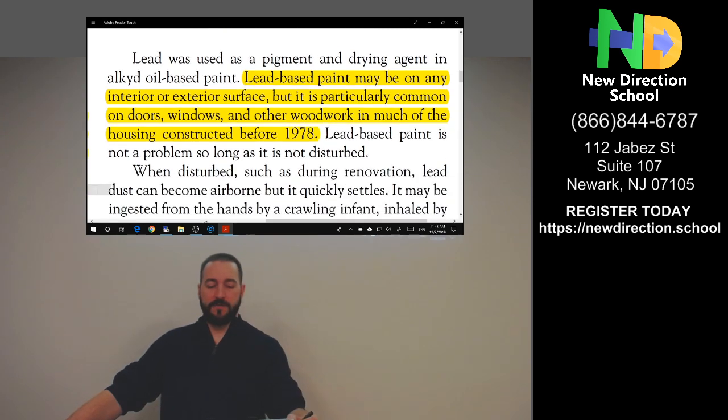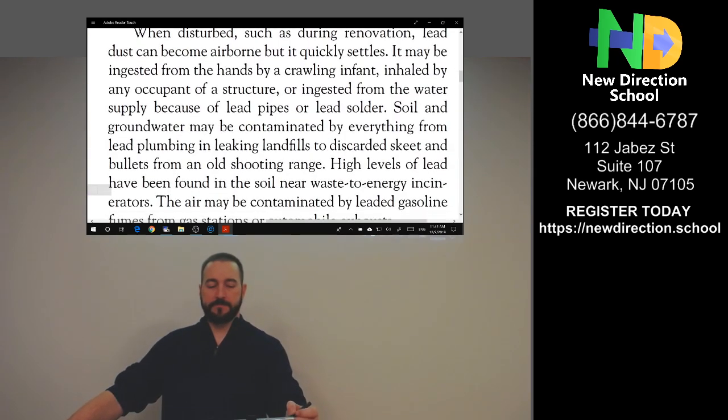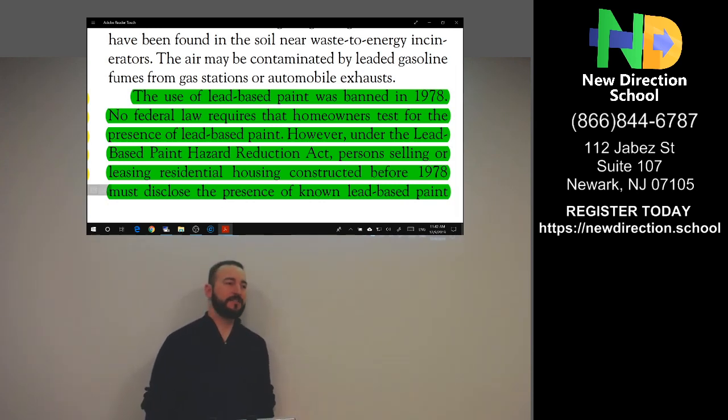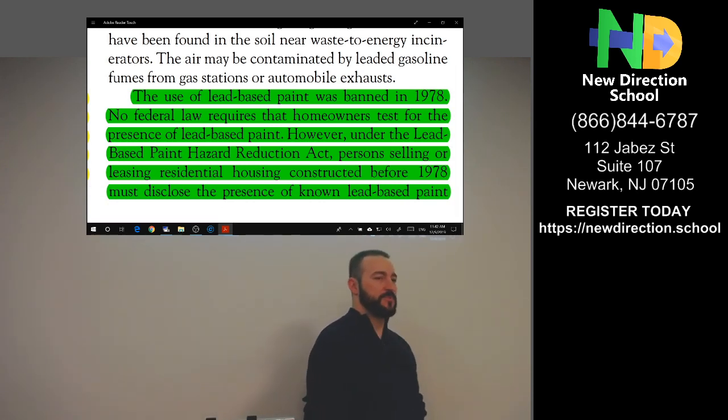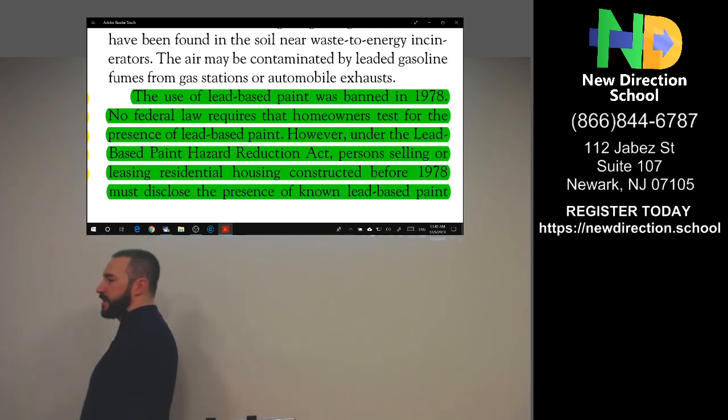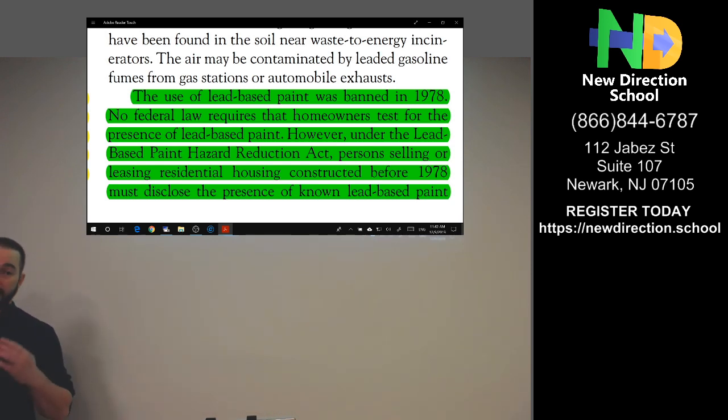And that's where we're going to focus now, all the way at the bottom. It says the use of lead-based paint was banned in 1978, underlined with stars, arrows, bubbles. You got to remember, lead-based paint was banned in 1978.